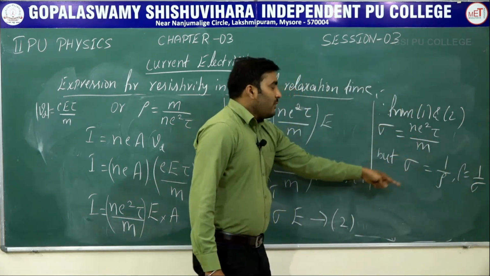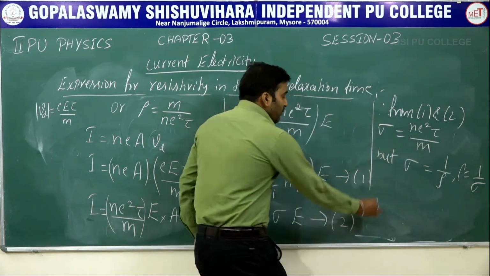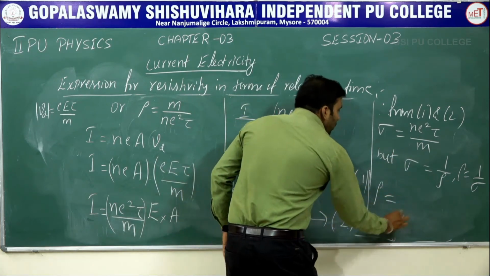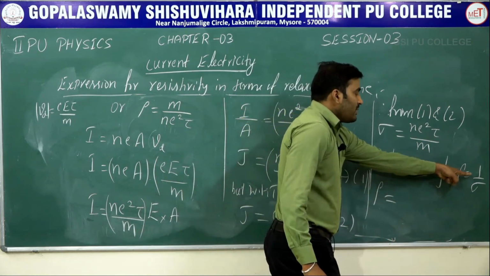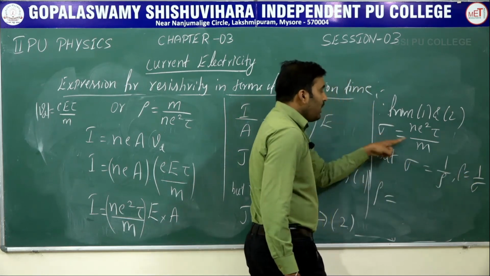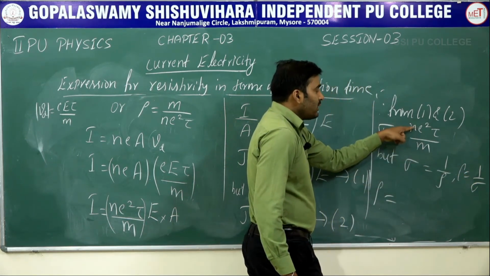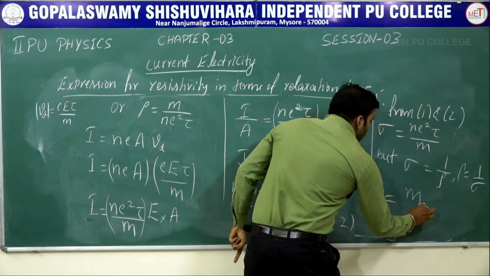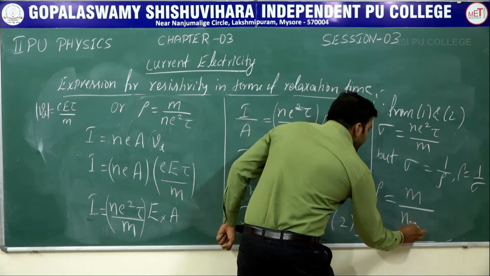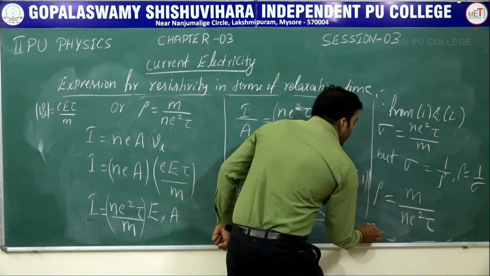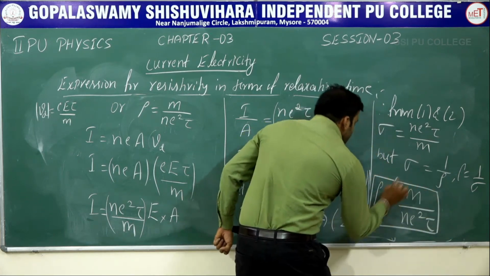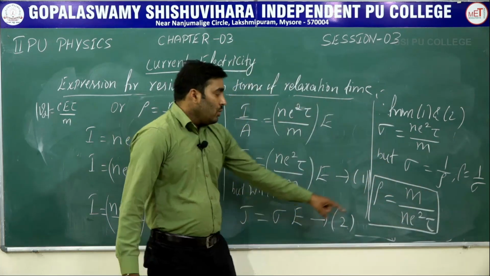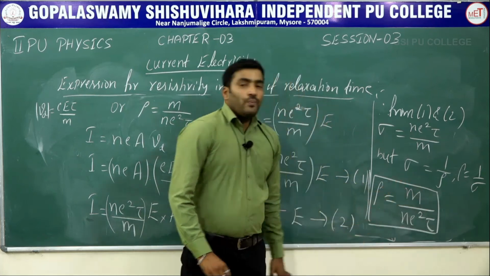If I write the reciprocal of this equation, we get an equation for rho, which is nothing but the reciprocal of sigma. That means I have to write this in the numerator and this in the denominator. So rho is equal to m divided by n e square into tau. This is the required equation.